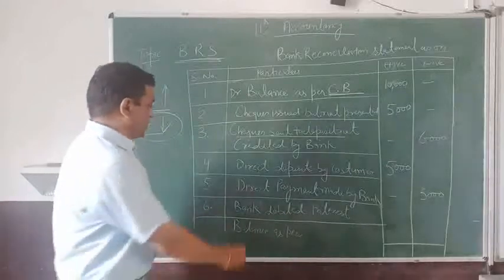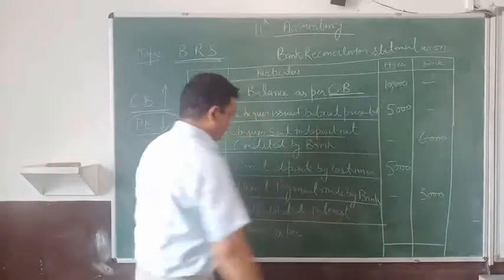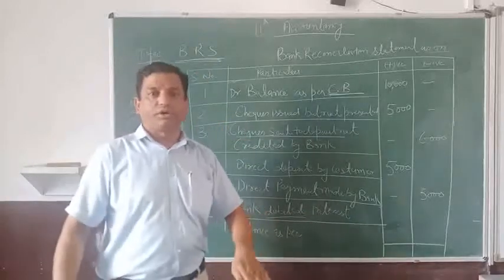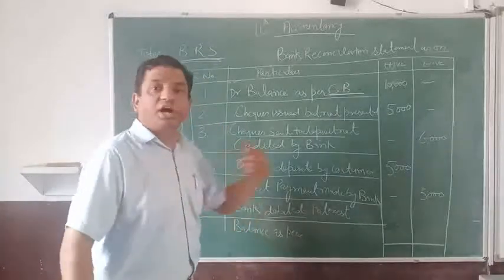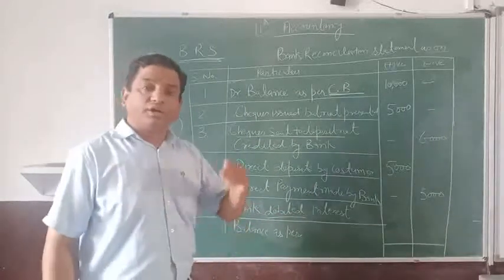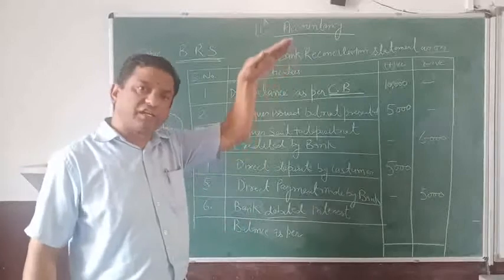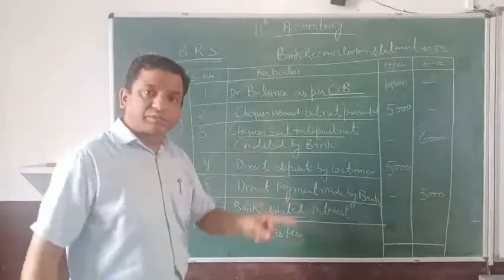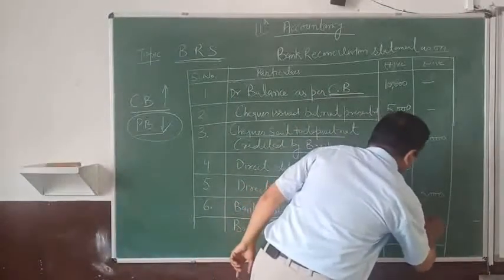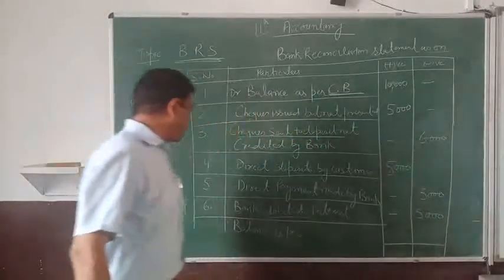Next is bank debited interest. जब भी बैंक आपका बैलेंस डेबिट करेगा, the bank will decrease your balance. The bank has charged the interest from you, so the bank will charge the interest, it means the bank will decrease your balance, the passbook balance will go down. So passbook down, cash book up, you will again decrease. Suppose this is 5,000 again.